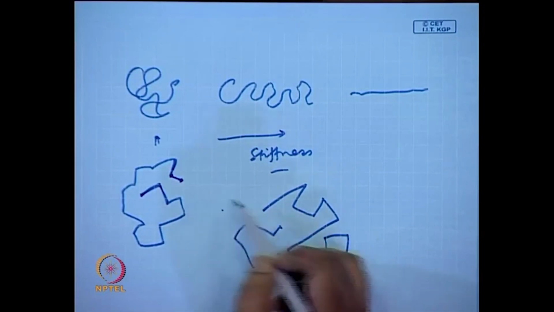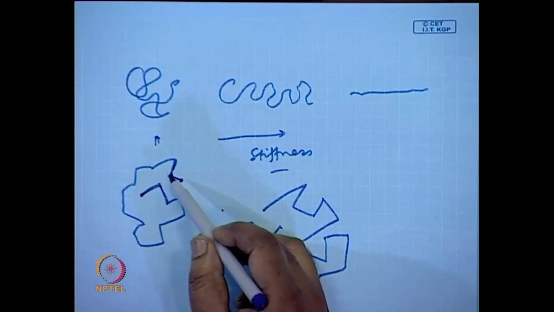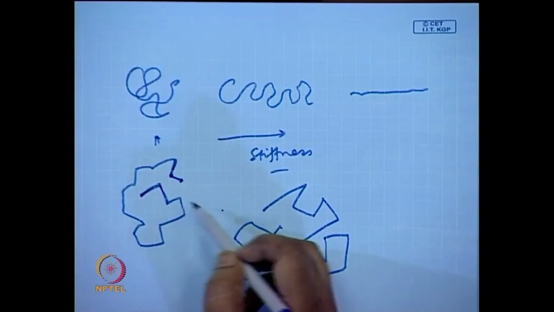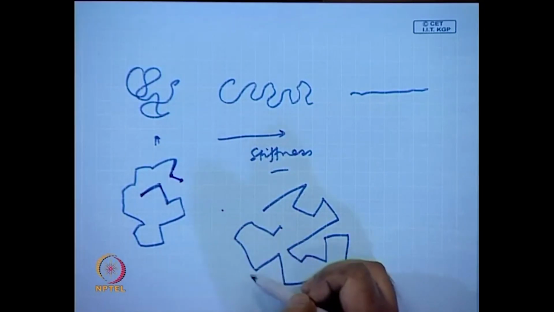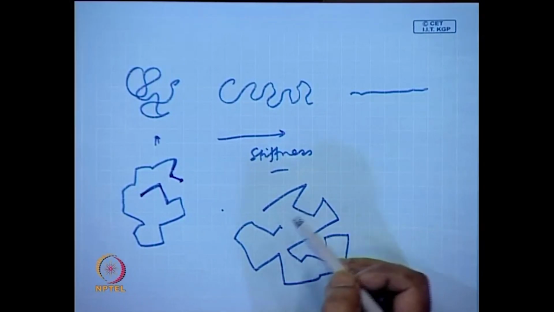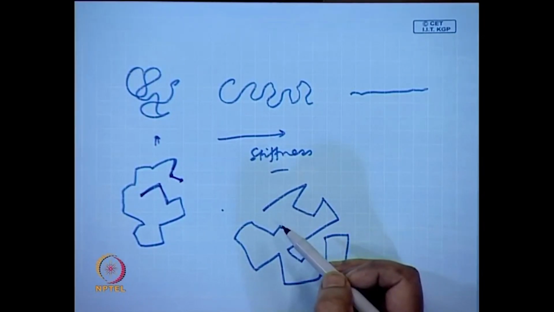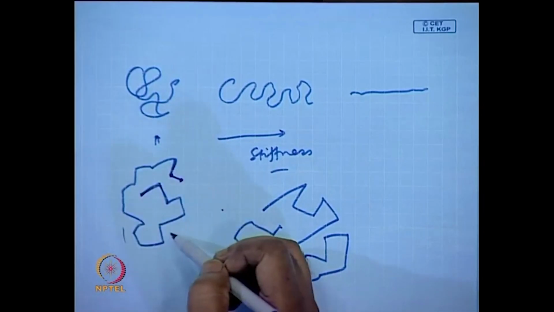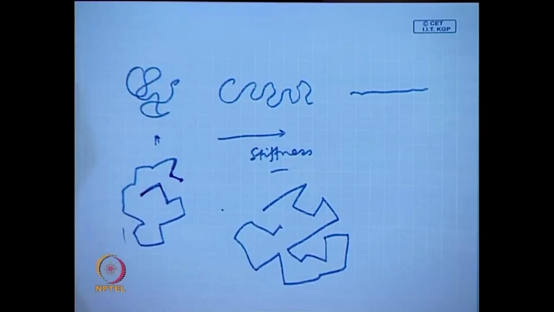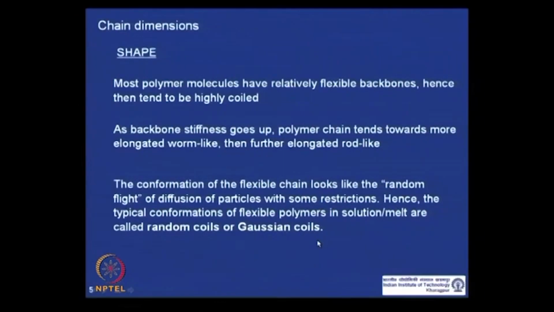What I am saying is that in a polymer also the segments take a random flight, a random walk, but not as freely as gas molecules do in diffusion. Because it takes a random walk or random flight, we call the conformation of a flexible polymer in solution or in melt a random coil or a Gaussian coil.